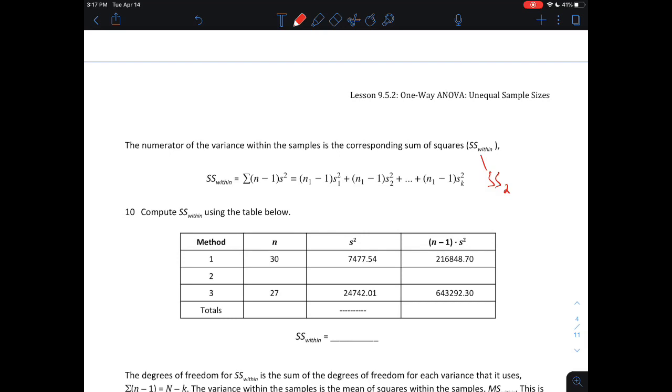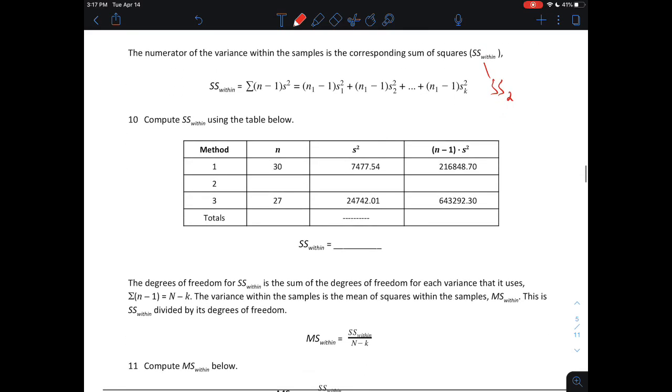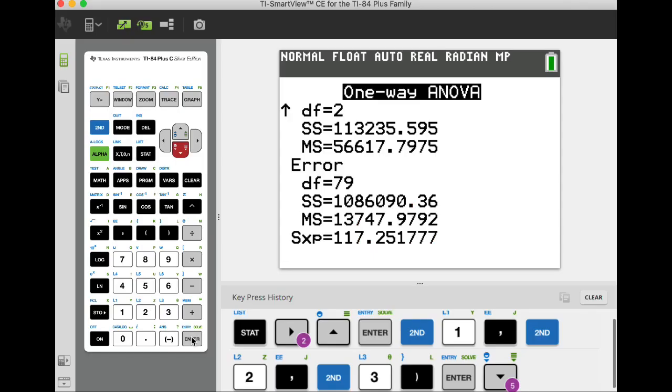So number 10 says compute SS within using the table below. You can certainly do that, but we are just going to go to our calculator, SS2, and if you go back to your calculator, the second SS value that you see there is 1086090.36.